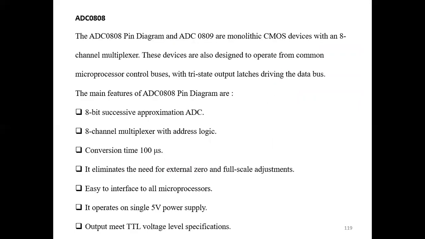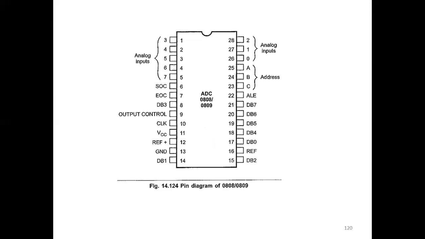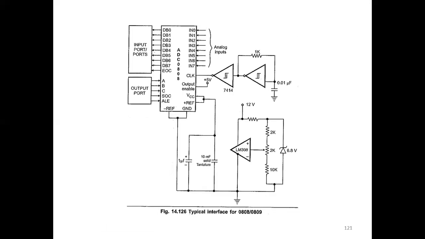Then the ADC IC. The ADC main features are: 8-bit successive approximation ADC, 8-channel multiplexer with control logic. Conversion time is 100 microseconds. It eliminates the need for external zero and full scale adjustment. Easy to interface to all microprocessors. It operates on a single 5-volt power supply. Outputs meet TTL voltage level specifications. This is the pin diagram of ADC 0808 and 0809. This is the typical interface of the ADC with the circuit diagram and processor.